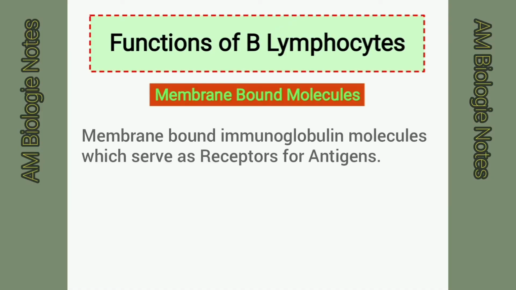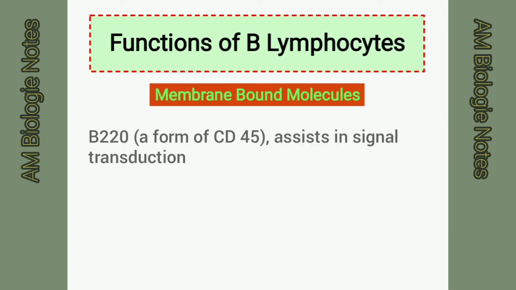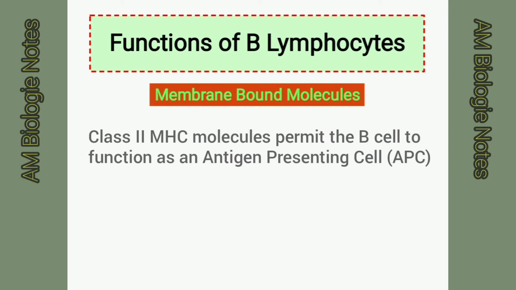Functions of membrane bound molecules. Mature B cells display membrane bound immunoglobulin molecules which serve as receptors for antigen. B220, a form of CD45, assists in signal transduction. Class 2 MHC molecules permit the B cell to function as an antigen presenting cell or APC.